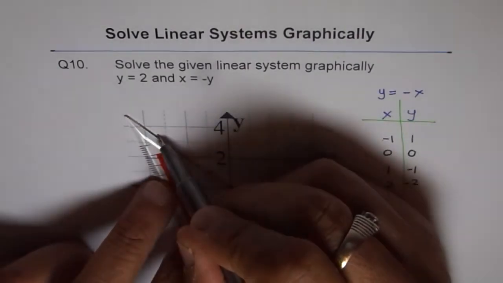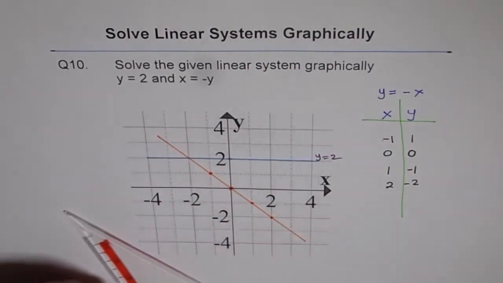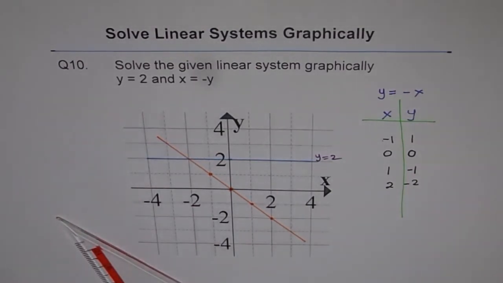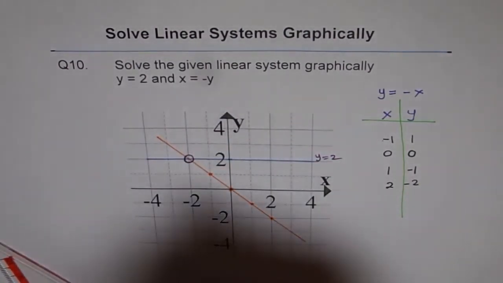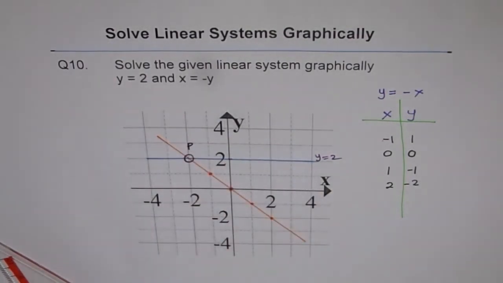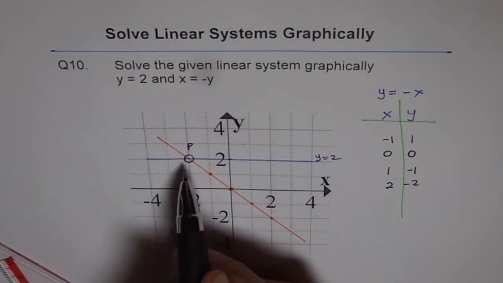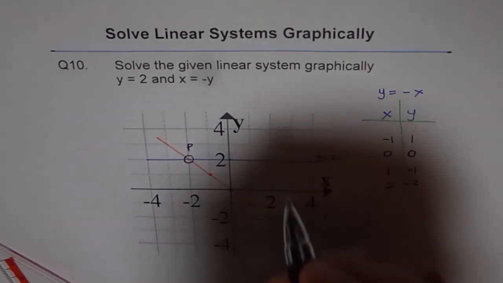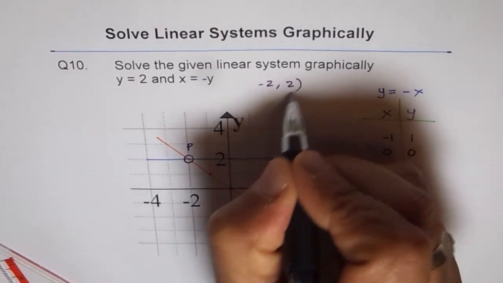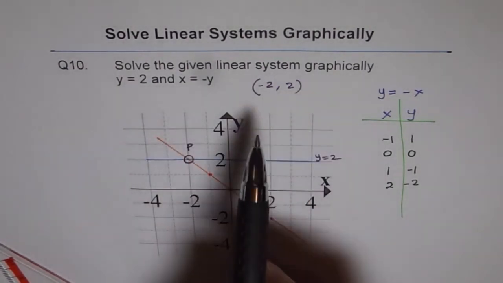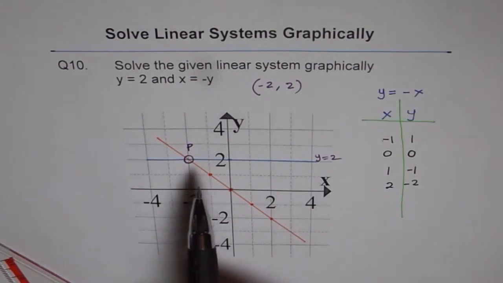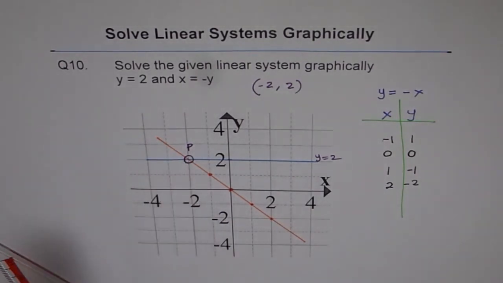then we will find that this line intersects our first line at a point, and that point is the solution, right? So the point here is common to both the lines. Let's call this point P, and the coordinates of the point are minus 2, 2. So the coordinates are minus 2 and 2. So that forms the solution of the given linear system, correct? So the solution for this linear system is minus 2, 2, a point where both the lines intersect, correct?